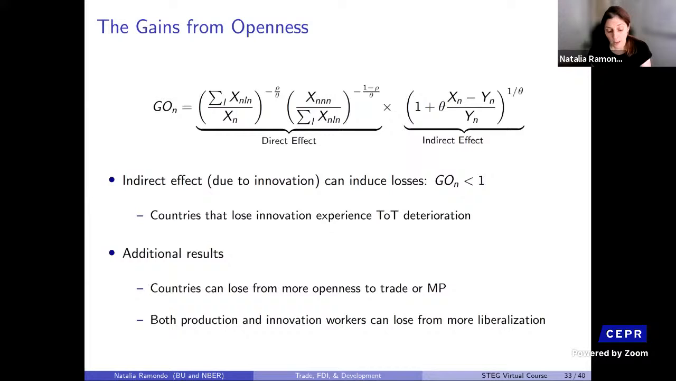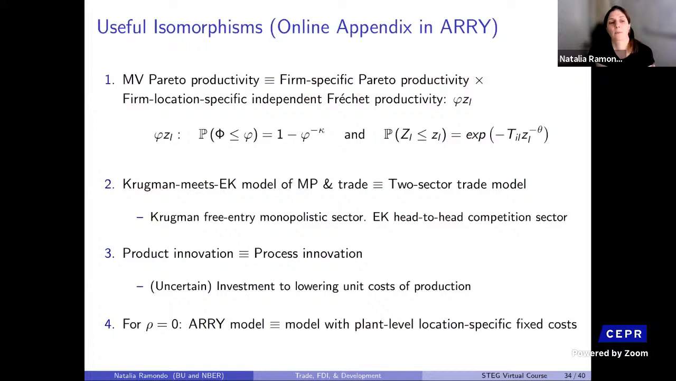So I think I have 5 minutes, right? I want to talk about four isomorphisms that we worked out, and I think they're very useful, but they're in the online appendix of the paper. Nobody ever reads them, but I think they are really useful when crafting these models. The first one is that this multivariate Pareto productivity is isomorphic, is equivalent, to having a Melitz-style productivity phi times a firm-location-specific independent Pareto productivity, c_l. It's the same model. You're going to end up with the same stuff.